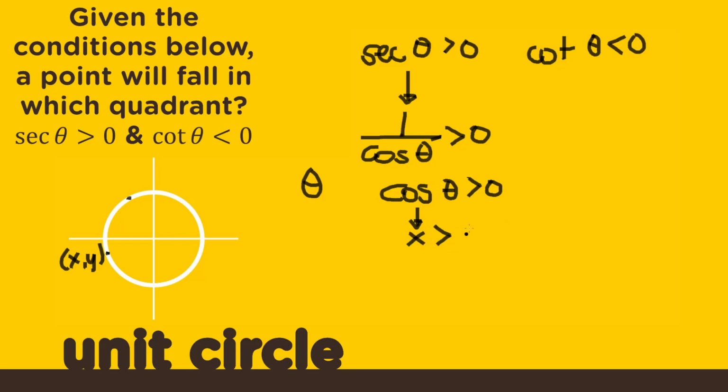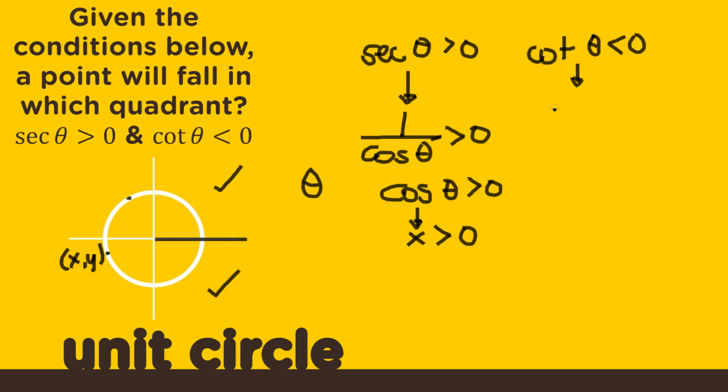In short, for the first condition that secant theta is greater than 0, that means that our x is greater than 0. And in this specific figure, our Cartesian plane or unit circle, our positive x would be here. This would be the region where our x values, or our secant, is greater than 0. So it's either quadrant 1 or quadrant 4. But which is which? Let's look into the second condition.